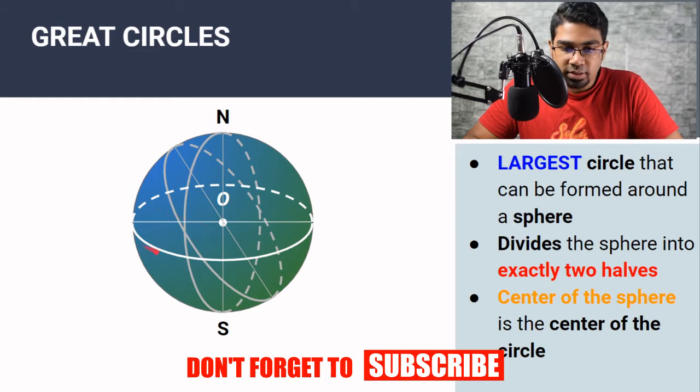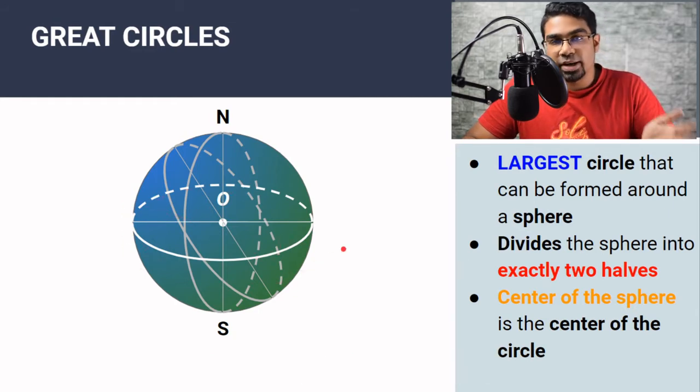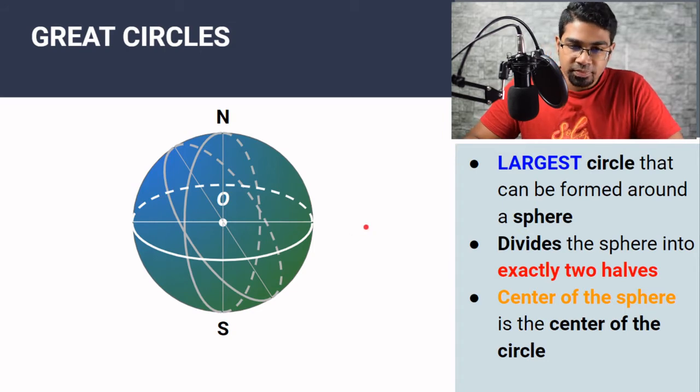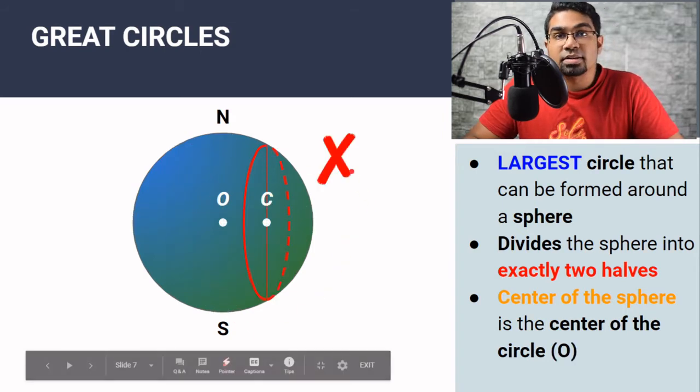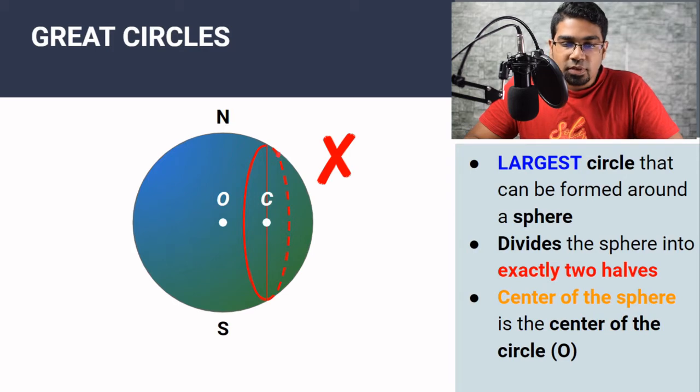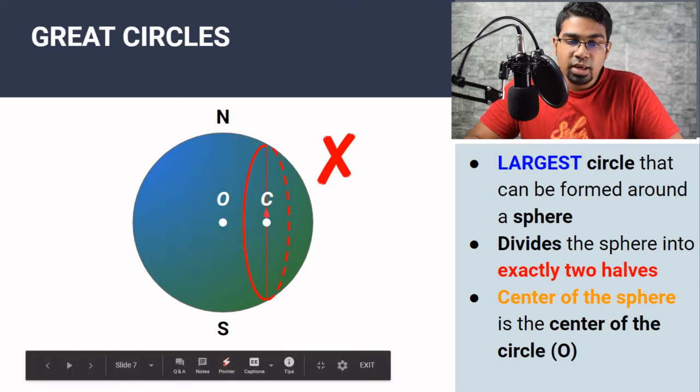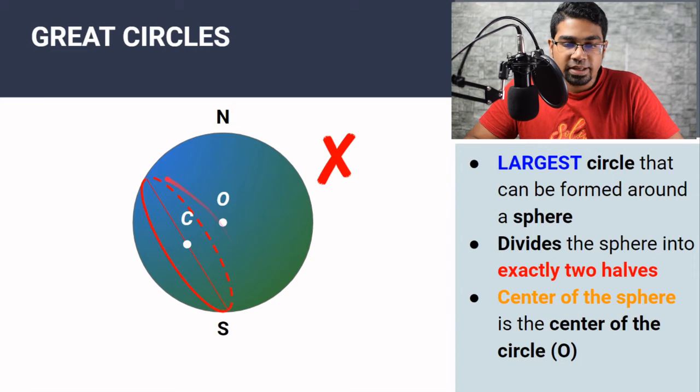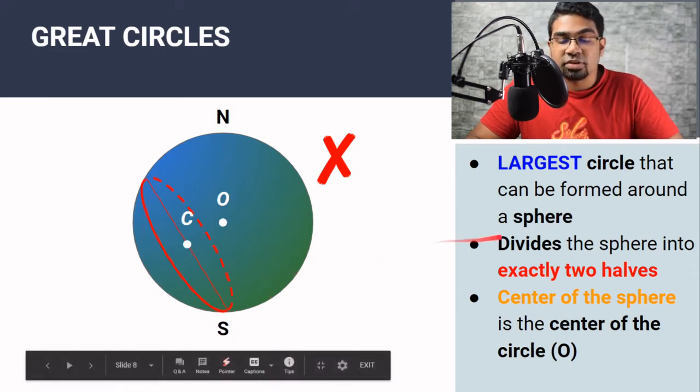And this one here, when it is on this plane, this is known as the equator, which we will get into when we go to latitudes. Now, this is not a great circle because, first of all, obviously this is not the largest circle. If we go further up, we can draw larger circles around the sphere, and the center of this circle is not the center of the sphere. Neither is this. So that's the definition of a great circle.